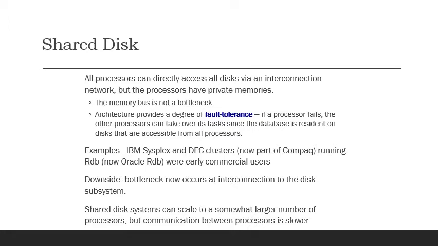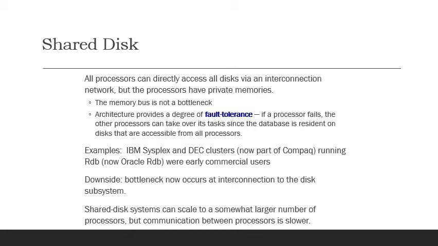Next, let's see shared disk. All processors can directly access all disks via an interconnection network, but the processors have private memories also. The memory bus is not a bottleneck here, and the architecture provides a degree of fault tolerance. If a processor fails, the other processors can take over its tasks since the database is resident on disks that are accessible from all processors. Examples are the IBM Sysplex and DEC clusters. It's now part of Compaq, running Rdb, Oracle Rdb, for early commercial users.